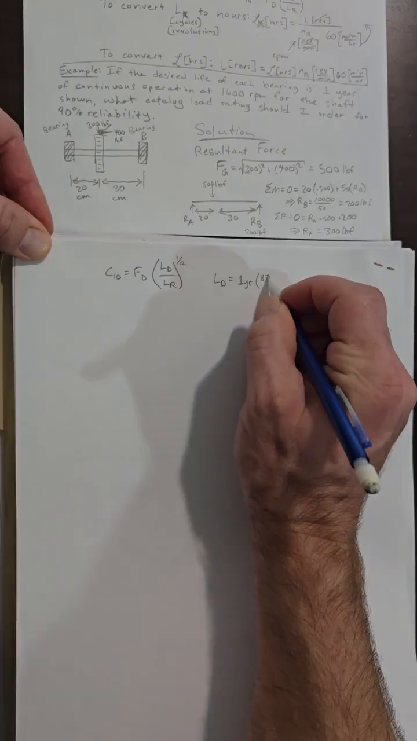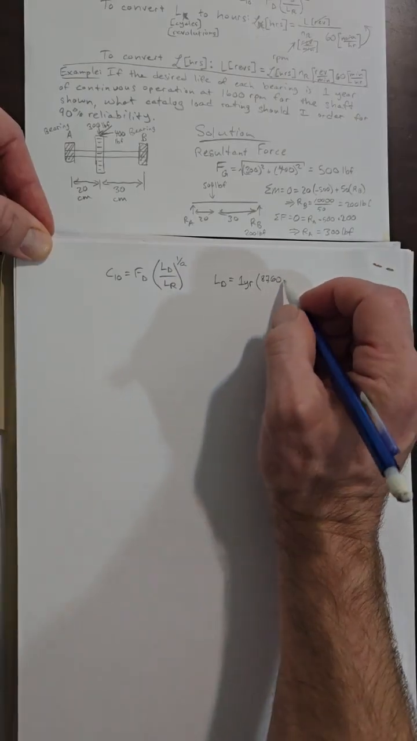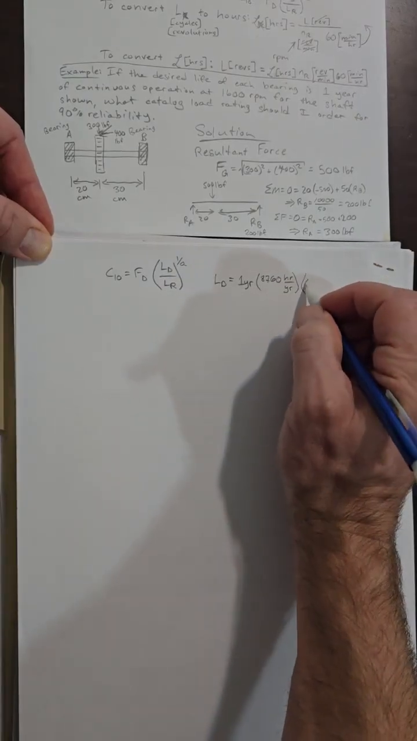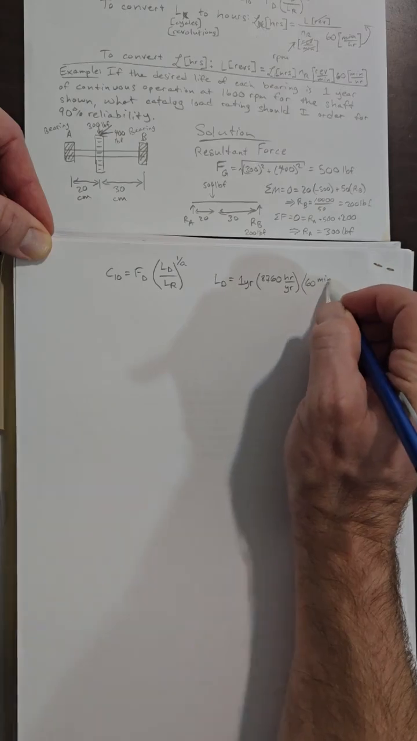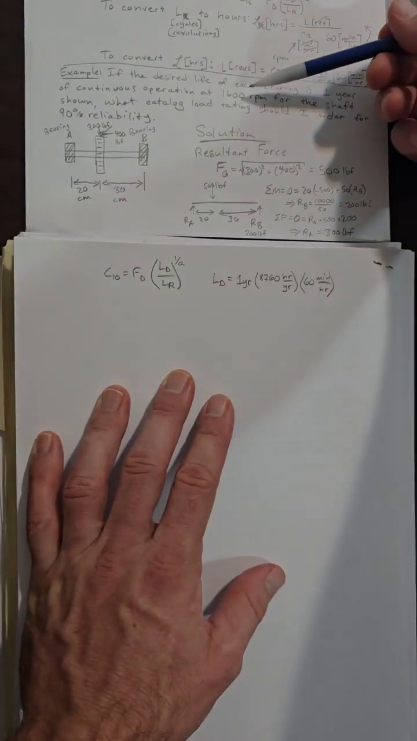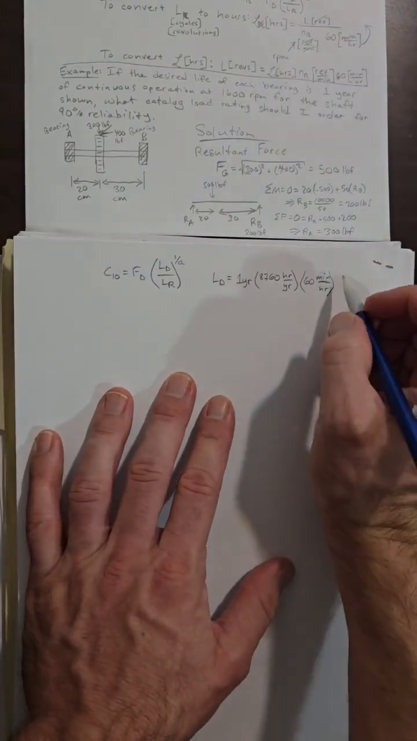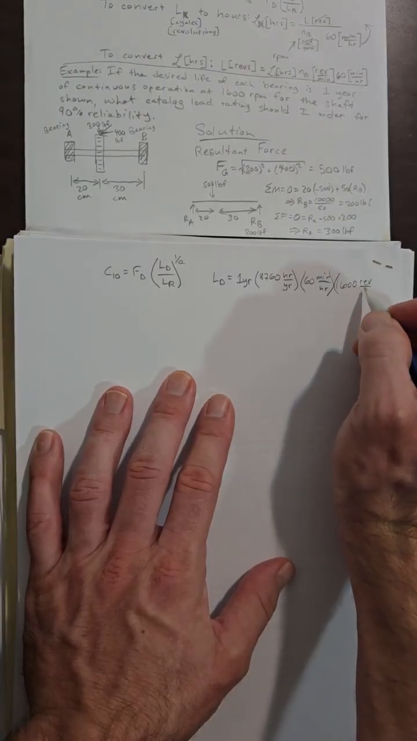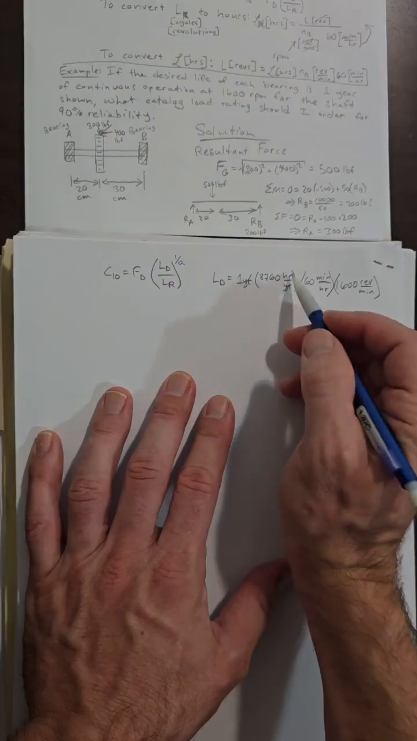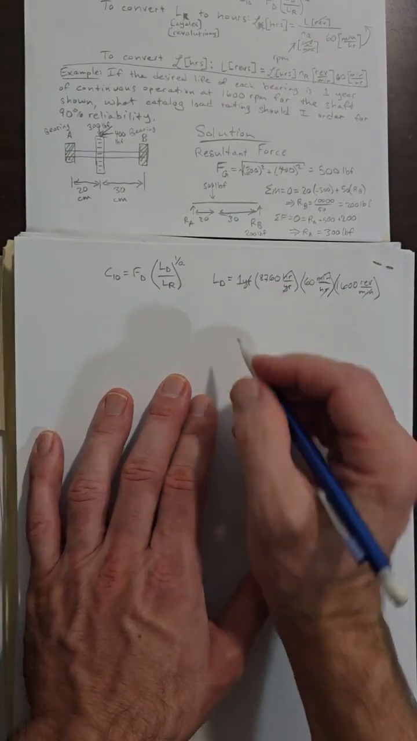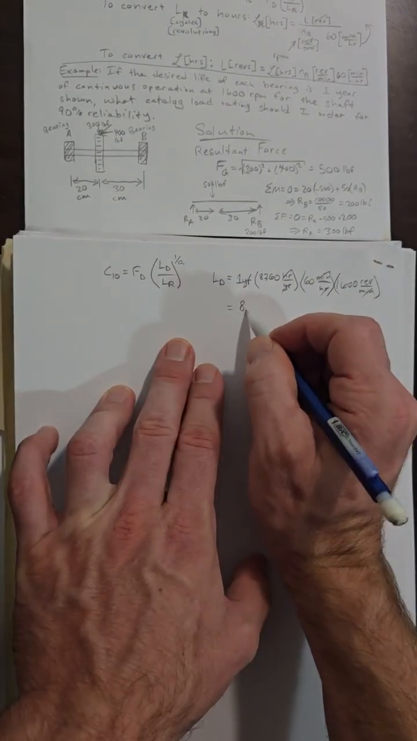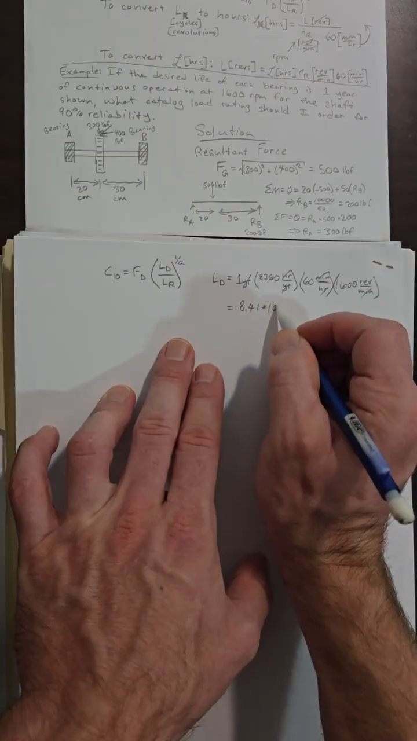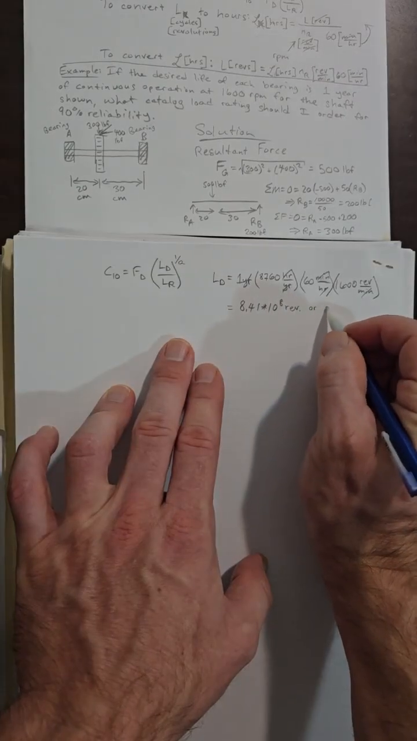1 year happens to be 8,760 hours per year, and then 60 minutes per hour. And then in my problem, it's 1600 RPMs. And this is going to tell me how many cycles or revolutions I need. 1600 revolutions per minute. So years cancel, hours cancel, minutes cancel. I end up with revolutions, and I get 8.41 times 10 to the 8th rev or cycle.